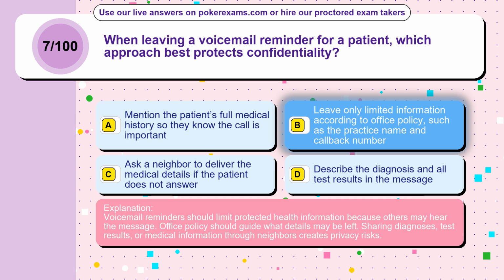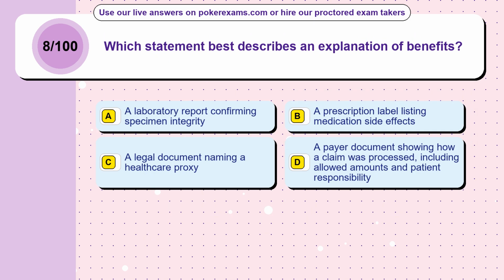Voicemail reminders should limit protected health information because others may hear the message. Office policy should guide what details may be left. Sharing diagnoses, test results, or medical information through neighbors creates privacy risks. Question 8. Which statement best describes an explanation of benefits?